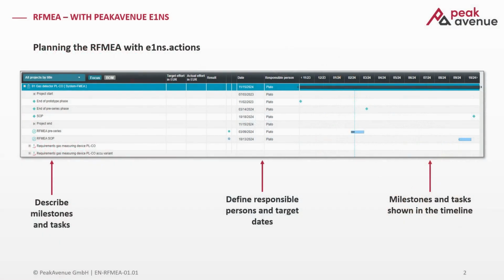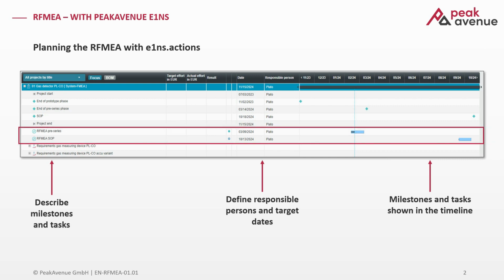Let's start with the planning of an R-FMEA. The product development process shown in application e1ns actions can also contain tasks in addition to milestones. The R-FMEA should also be planned according to customer requirements and carried out for pre-series and series production. e1ns actions provides a quick overview for this, in which the degree of implementation of the tasks or actions is also displayed.